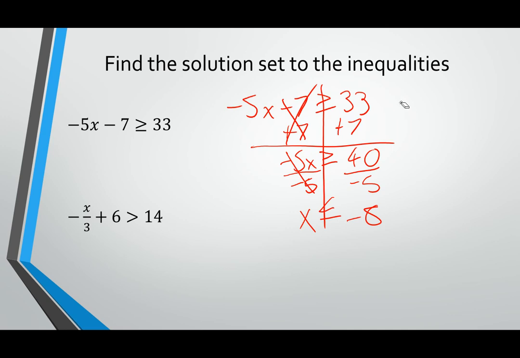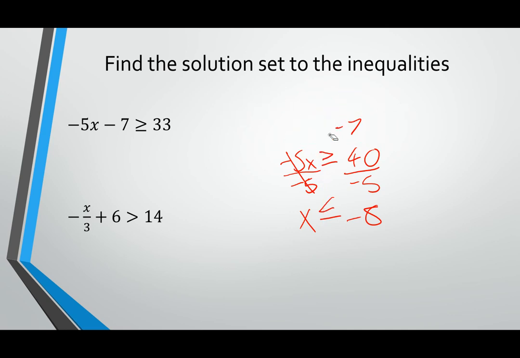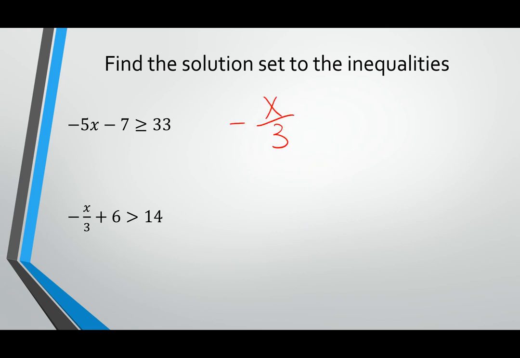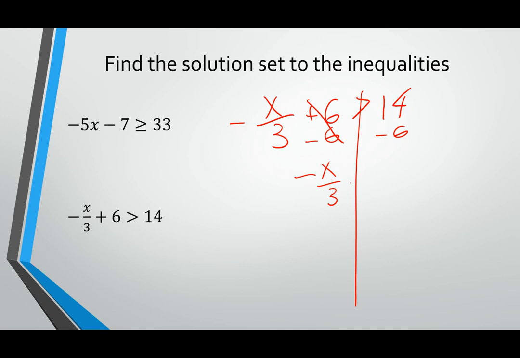All right, let's talk about this last problem. Our last problem, we have negative x over 3 plus 6 greater than 14. Just like a normal equation, we'll start by subtracting 6 on both sides. Bringing down, we have negative x over 3 is greater than 14 minus 6. 14 minus 6 is 8. Just like a normal equation, right? Just subtracting the 6 because we had plus 6.